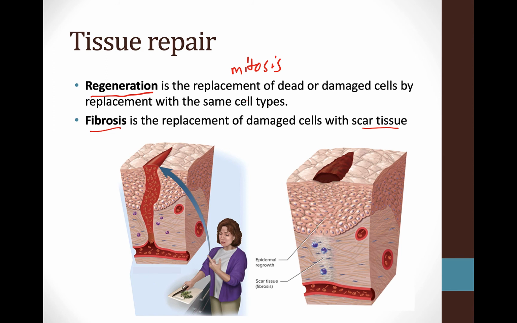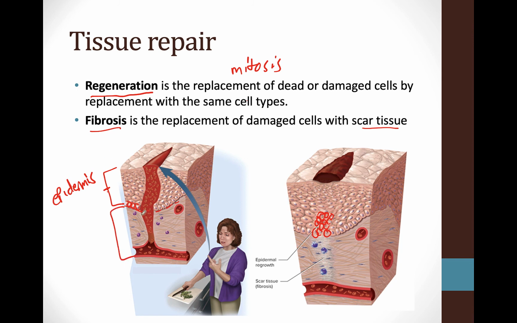So this woman was chopping vegetables. She got a cut on her finger. The skin is a really good example because it has both of these in it. So here's my basement membrane. Up here we have the epidermis, which has living cells that are able to do mitosis. So you can see in the regenerated tissue that we were able to make a whole bunch of new epithelial cells to fill in that damaged area.